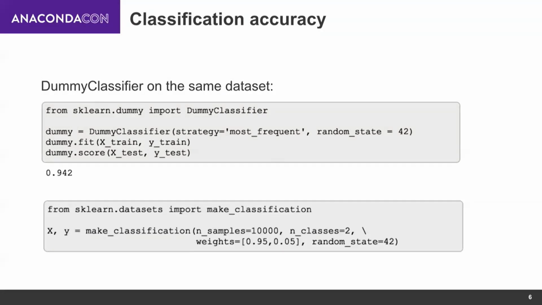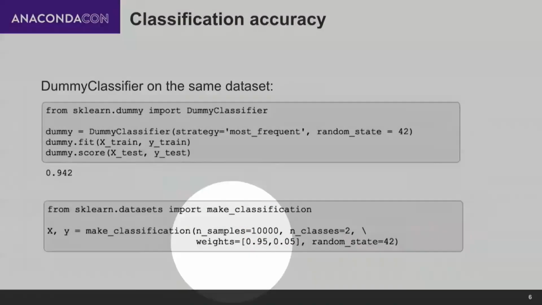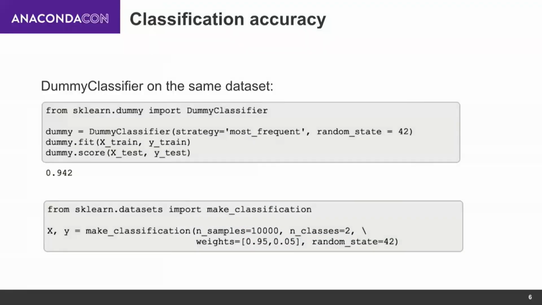I made this artificial data set with 10,000 samples, and here you can see that 95% of the examples are positive and 5% are negative. So simply saying that everything is positive, we're going to get 95% accuracy. In this case, 94 is probably because of the way the data got split.